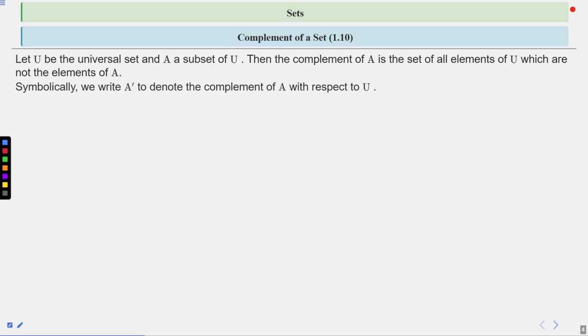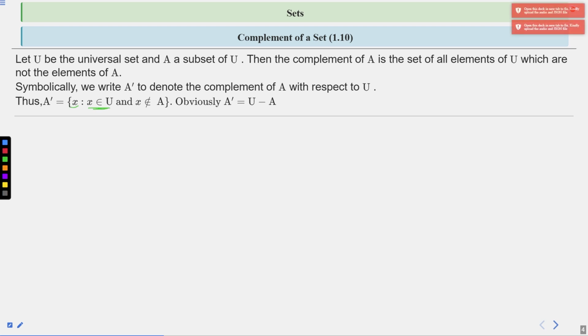So symbolically, we represent A prime, which denotes the complement of A. And the set builder form is the collection of all elements from the universal set such that the elements must not belong to the set A. So you have to collect all those elements from the universal set which do not belong to the set A. Clear? In terms of set difference, A complement is U minus A. Clear?